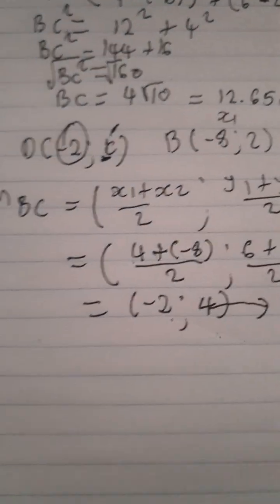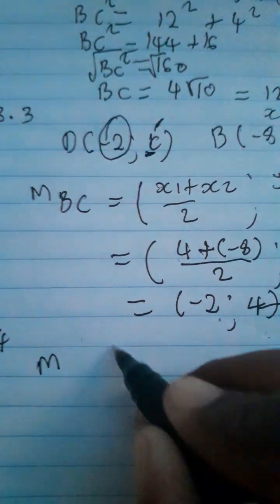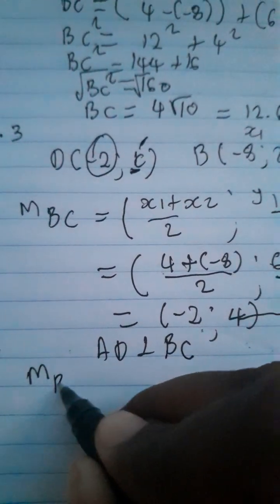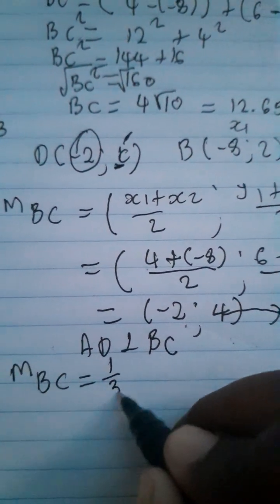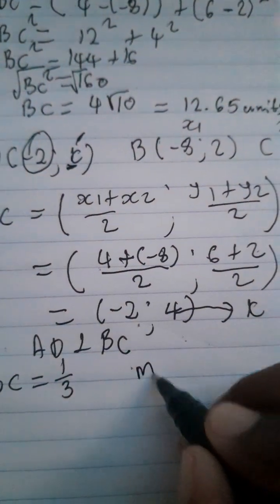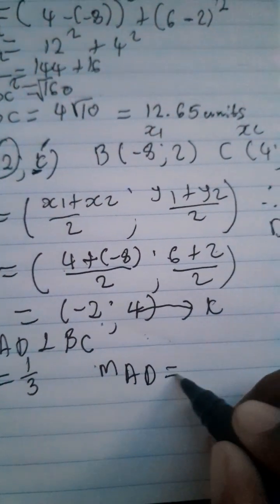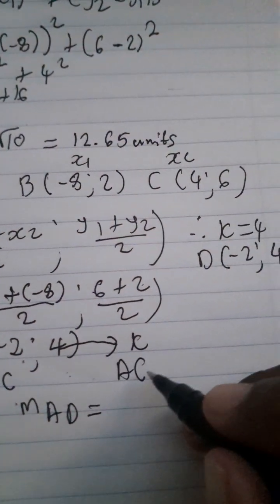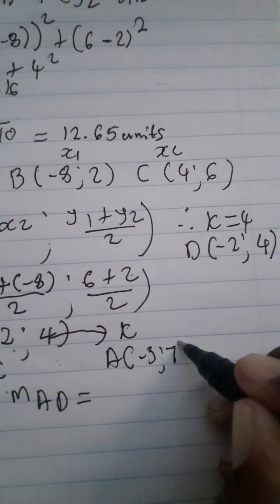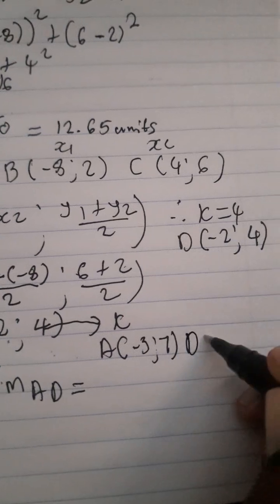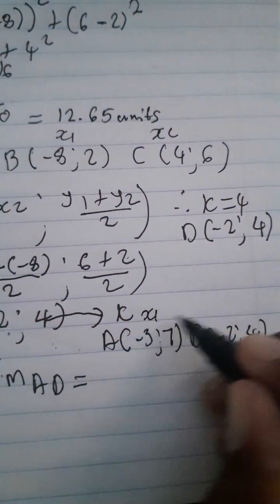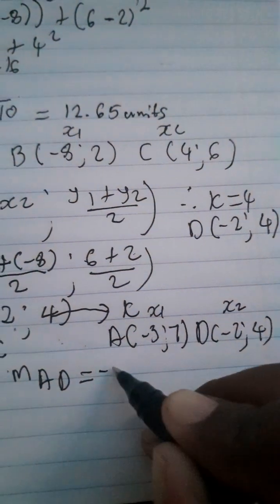Let's put that into practice. So remember, we are proving that AD is perpendicular to BC. For BC, we already calculated the gradient as 1/3 at our 3.1. So we will need to find the gradient of AD. Remember, your A is given as negative 3 and 7, and your D, we did calculate, is negative 2 and 4. So this is your x1 and this is your x2.